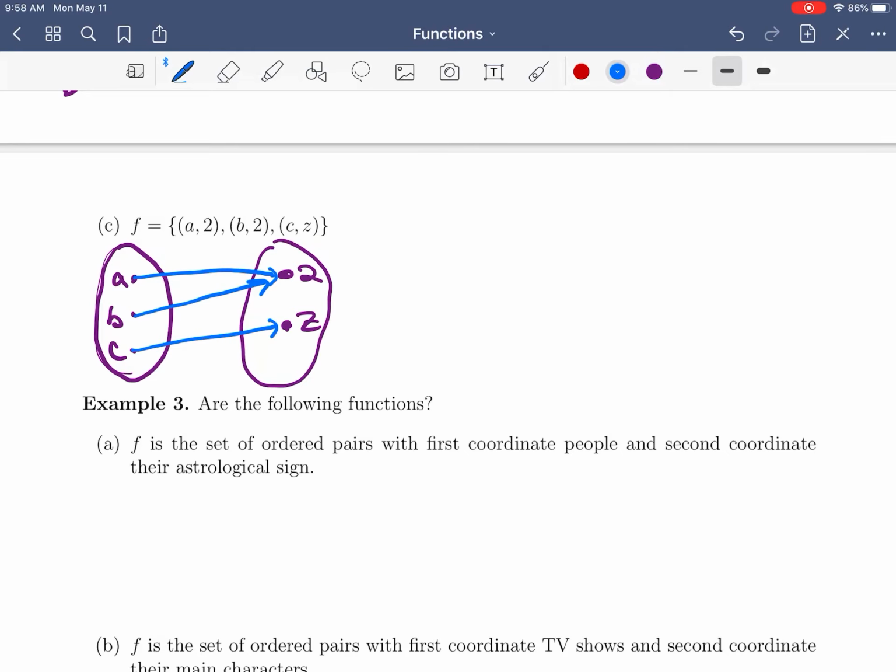So now we want to think, is this a function? You might be concerned about this part here. We have two arrows going to the same place. That's actually okay. So this is a function. It's fine if two elements in the domain go to the same place. The bad thing is when one element of the domain goes two different places. Okay, so that one is a function.